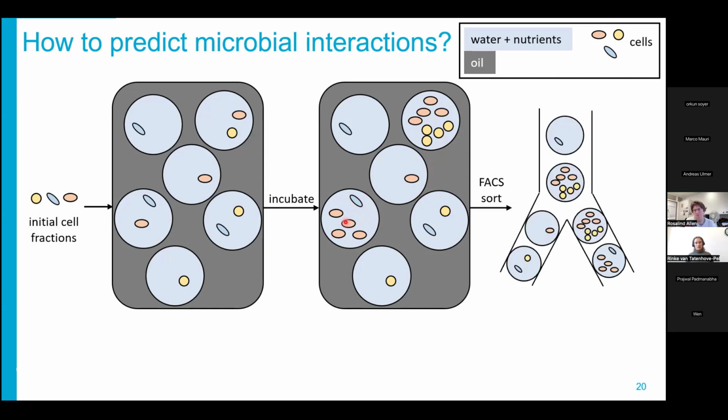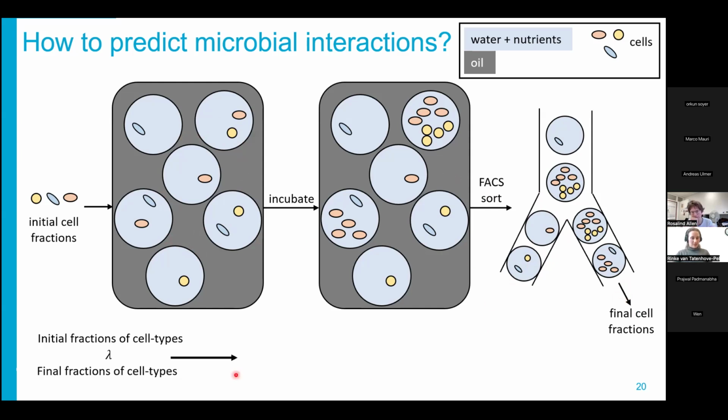And now we went to FACS sorting. As I just explained, with FACS sorting we can measure for each of these droplets what is in there. We say, okay, only keep the ones that have a lot of cells, and the other ones we throw away. For the ones that we keep, we can then determine the final cell fractions. So we have initial cell fractions, we distribute them over droplets, we grow them, FACS sort them, and then we have our final cell fractions.